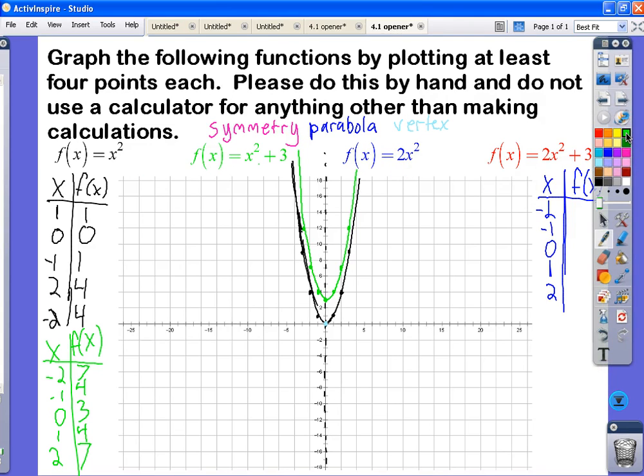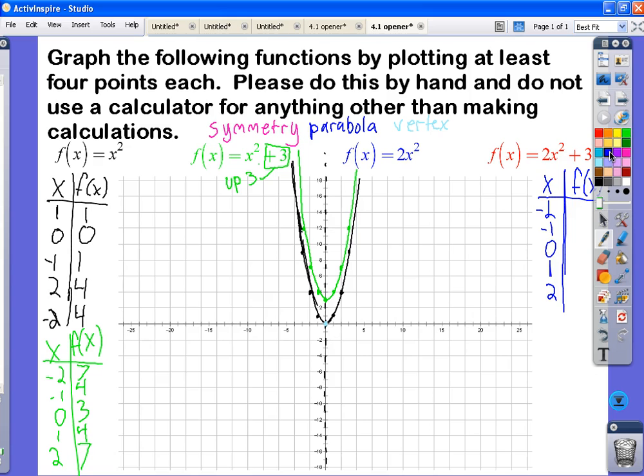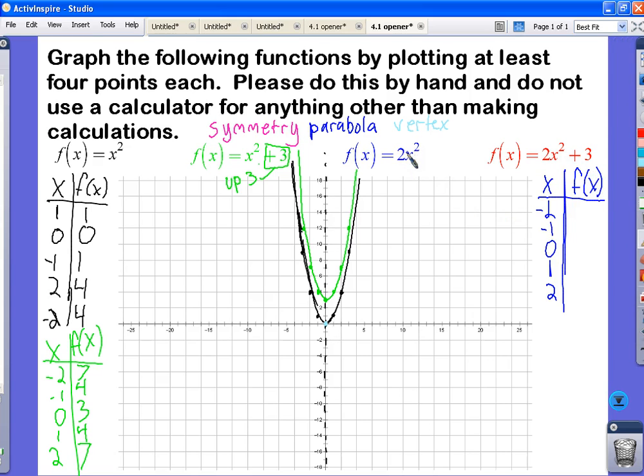So I meant to write this down over here. This plus 3. Move it up 3. What is that 2 going to do to all of the x squareds? It's going to make it go up even higher. Going to double them. Is it going to move the graph up? It's going to be twice as big. Twice as big. Yes. Skinnier. Yeah, good. These are all good descriptions.